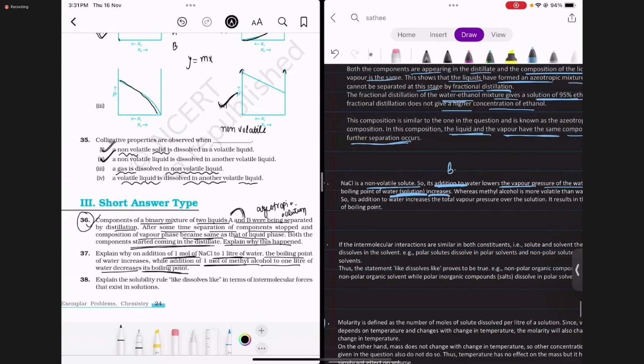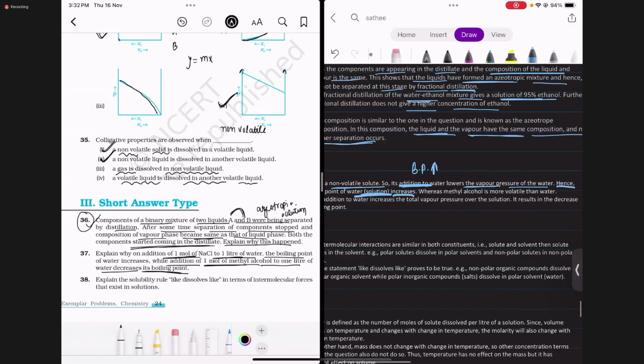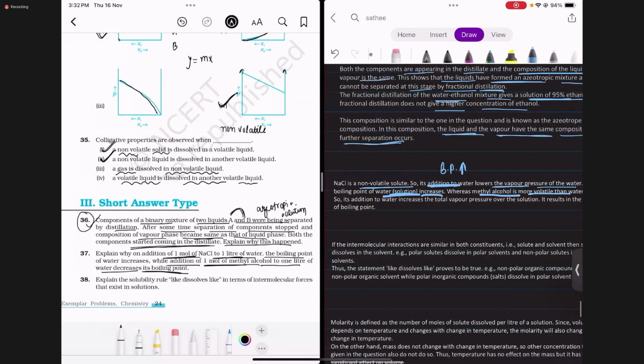So जो solution होगा उसका boiling point increase हो जाएगा. तो that is why the addition of NaCl की वजह से जो boiling point है वो increase हो रहा है, because the vapor pressure is decreasing. Whereas जब हम methyl alcohol डालते हैं, तो जो methyl alcohol होता है, that is more volatile than water, यानी कि वो water से भी ज्यादा volatile है.